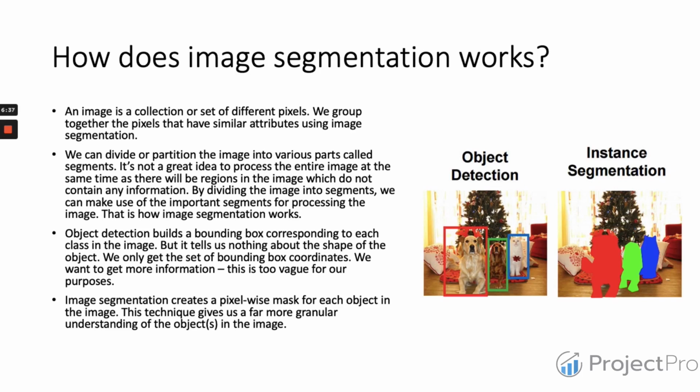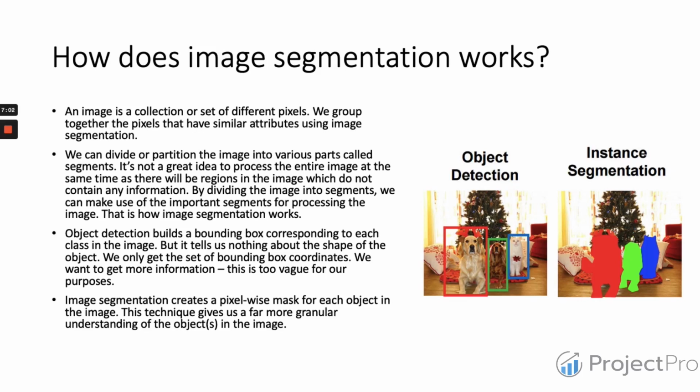Object detection builds a bounding box corresponding to each class in the image, but it tells nothing about the shape of the objects. Object detection just tells you that this is where the object lies, but it does not tell you exactly what the shape of that object is. So we not only want the bounding box coordinates, we want more information out of it. It is too vague for our purpose.